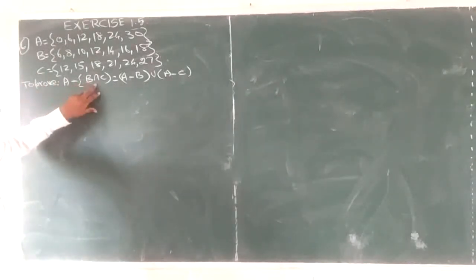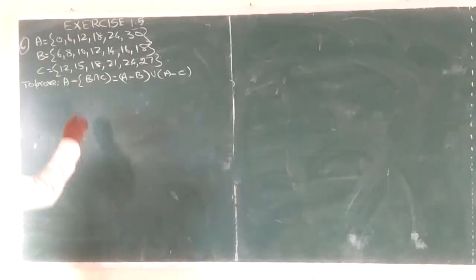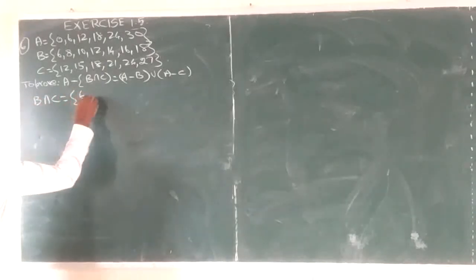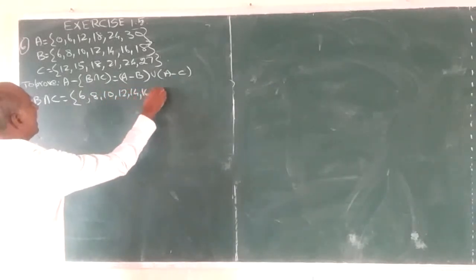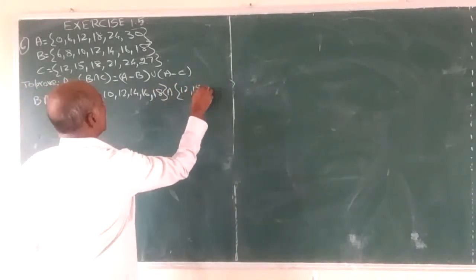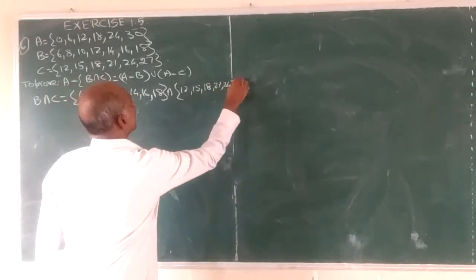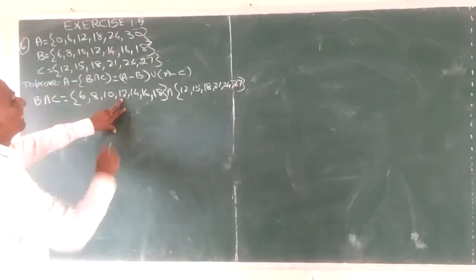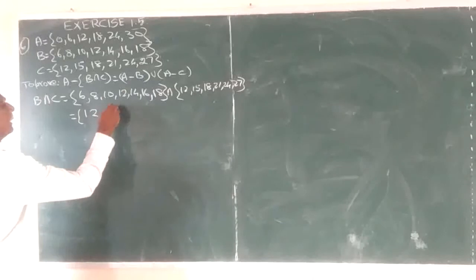You have to prove A difference B intersection C equals A difference B union A difference C. First find the LHS. For that you first have to find out B intersection C. What is B? 6, 8, 10, 12, 14, 16 and 18. Intersection, what is C? 12, 15, 18, 21, 24 and 27. What is common between them? Only 12 and 18 are common. Only two elements, that is 12 and 18, are common.